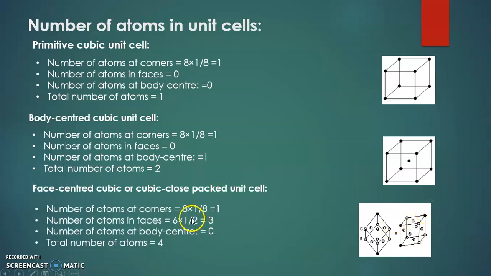So, number of atoms at the corner effectively is 8 into 1/8, that is 1. Number of atoms in the faces, every particle contributes half. There are 6 such particles. So, effectively there are 6 into half, that is 3 particles. Number of atoms at the body center is 0. Total number of atoms is 1 plus 3, 4. So, number of atoms in primitive cubic unit cell is 1. Body-centered cubic unit cell is 2. Face-centered or cubic close-packed CCP unit cell is 4.